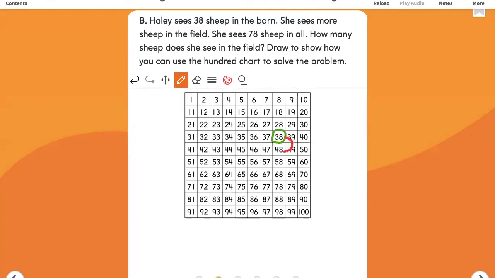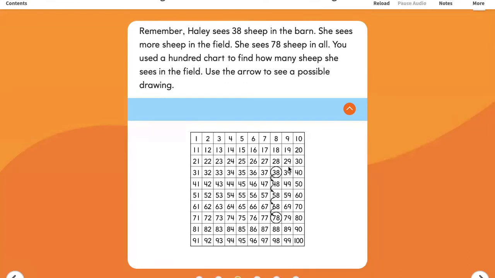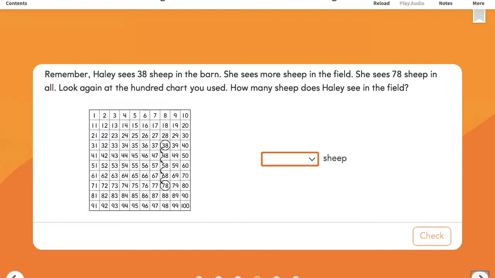We'll jump 1, 2, 3, 4. We jumped 4 tens or 40 to get to 78. And we can see that they did the same thing too. They started at 38 and jumped 1, 2, 3, 4 to get to 78. So we know that she saw 40 more sheep.